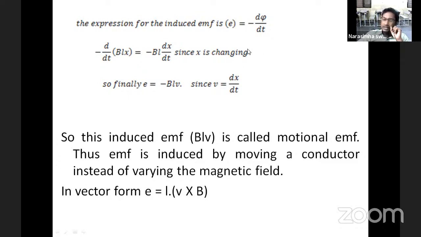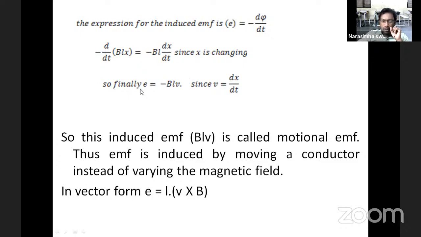So since x is changing, after deriving this, dx by dt means what? Rate of change of position. X is position, so for every time, the rod position is changing. So this rate of change of position is nothing but velocity.